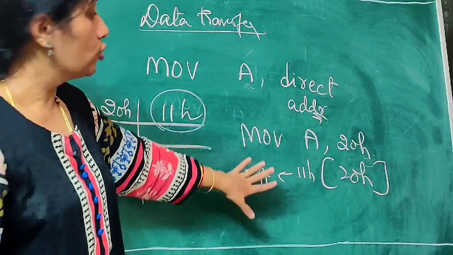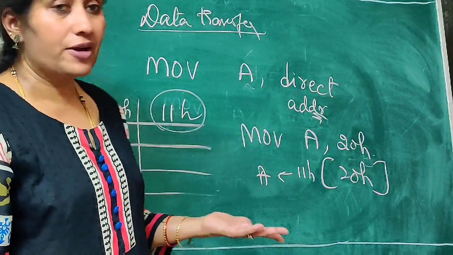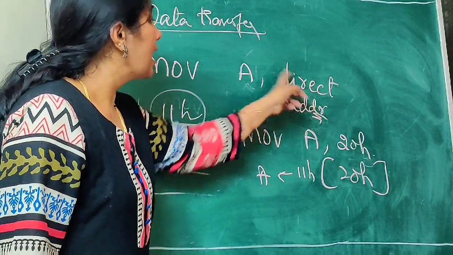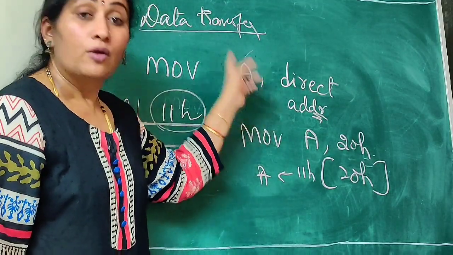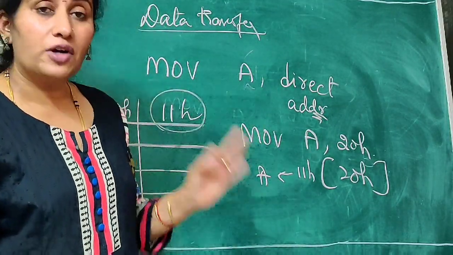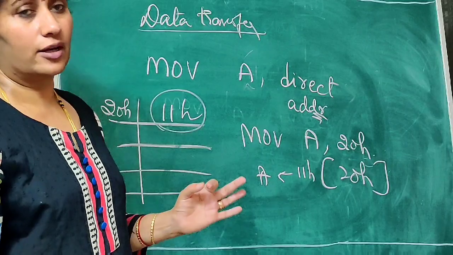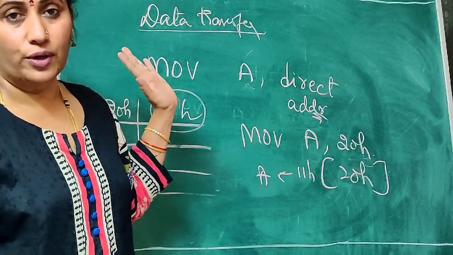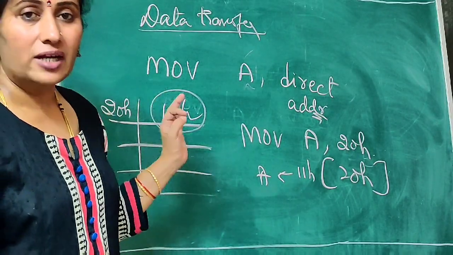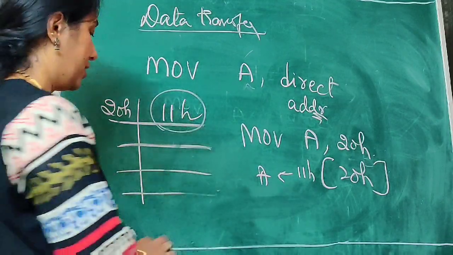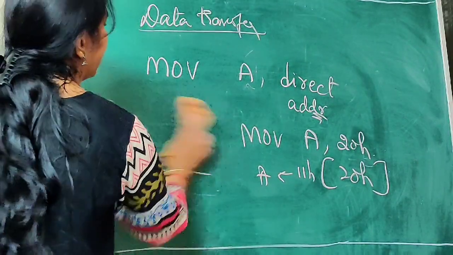It's going to be 2 bytes. Again, which flag will be affected? Since I am loading the data in the accumulator without performing any operation, just by copying the data in the accumulator, the parity flag is going to get affected. Okay, next.